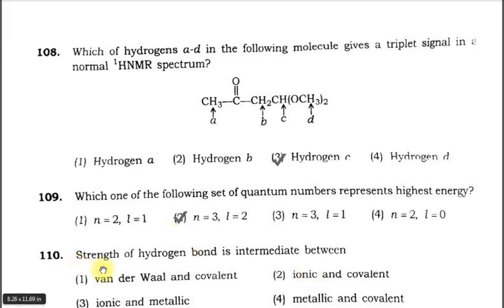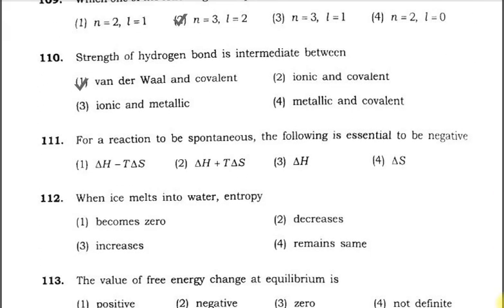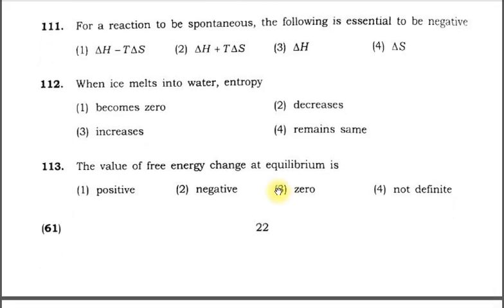Question number 110. The strength of hydrogen bond is intermediate between: option 1, van der Waals and covalent; option 2, ionic and covalent; option 3, ionic and metallic; option 4, metallic and covalent. The correct answer is option number 1, van der Waals and covalent. Question number 111. For a reaction to be spontaneous, the following is essential to be negative.